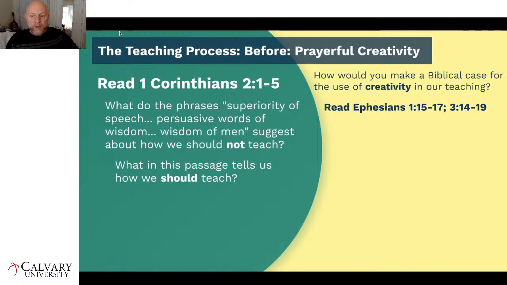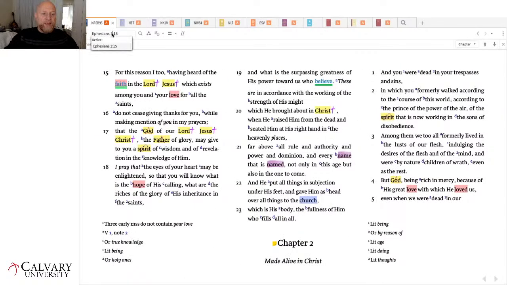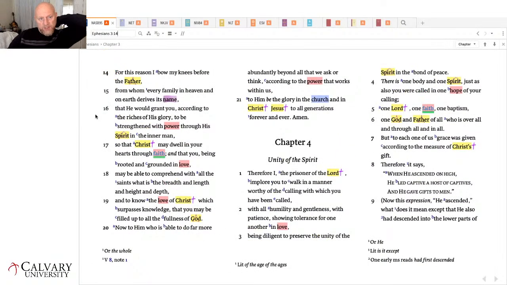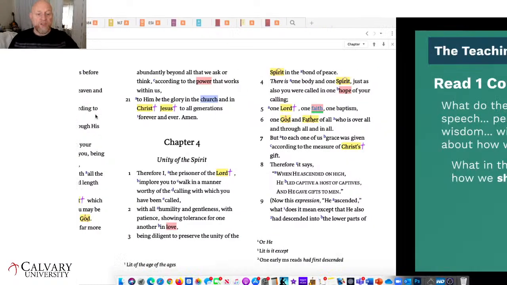And then he prays for them again in chapter 3, 14 through 19. He says, for this reason, I bow my knees before the Father, from whom every family in heaven and on earth derives its name, that he would grant you, according to the riches of his glory, to be strengthened with power through his Spirit in the inner man, so that Christ may dwell in your hearts through faith, and that you, being rooted and grounded in love, may be able to comprehend with all the saints what is the breadth and length and height and depth, and to know the love of Christ, which surpasses knowledge, that you may be filled up to all the fullness of God.